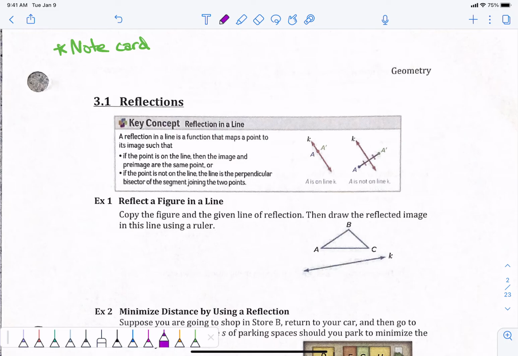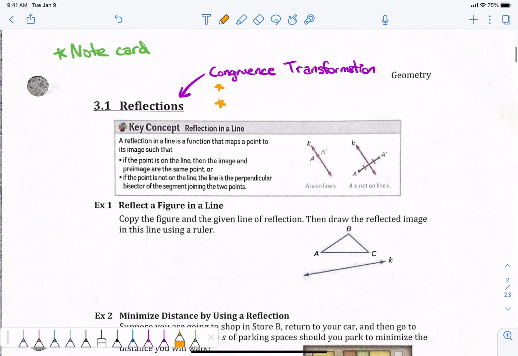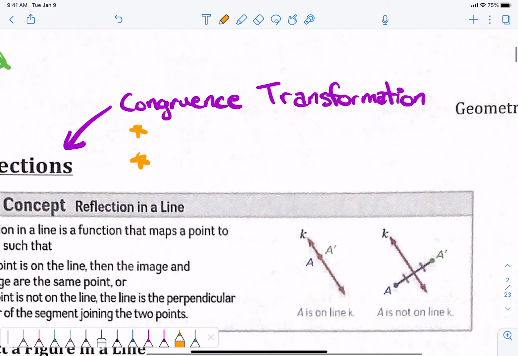Now, one thing that we're going to do for reflections, write this down. A reflection is a type of congruence transformation. We've talked about that before. What does it mean to be congruent? Do you remember? The same. Same what? Same size, same shape, same size. Okay, and here's what I mean by that.